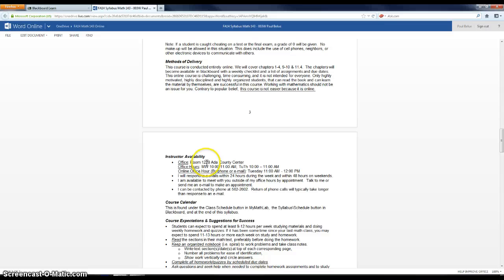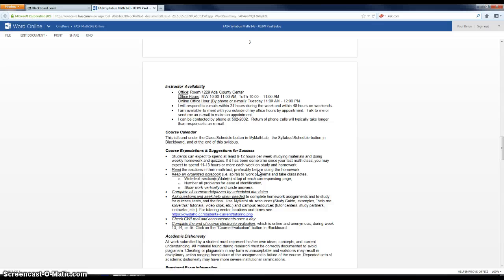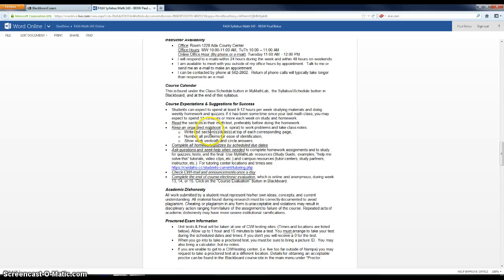Here's my instructor availability. Again, there's my office hours and my online office hour from 11 a.m. to 12 p.m. on Tuesday. Here are some expectations and suggestions for success. I suggest reading the text before you try to do the homework. Keep an organized notebook where you label the number of the homework problems and the number of the quiz problems. Do those problems in the notebook. Show your work vertically. Circle your answers.